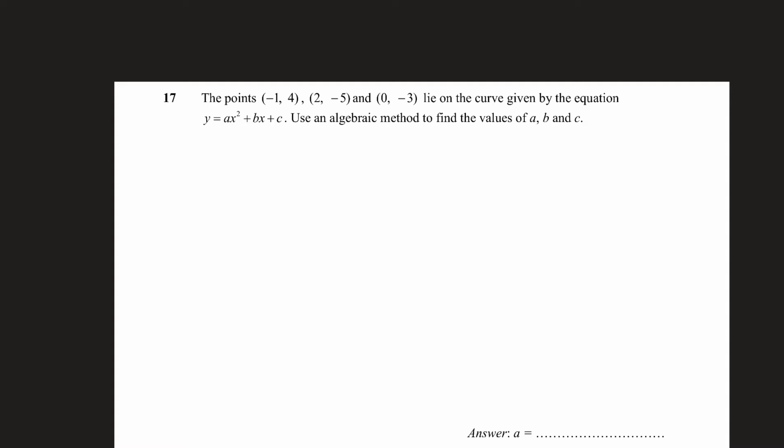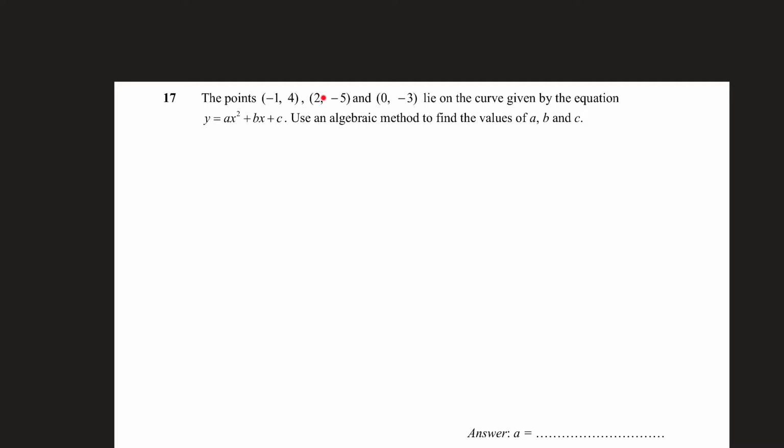Cool, let's look at this question. 3 points are given, and they lie on a curve given by this equation. It's a quadratic equation, but we don't know the details because it's A, B, and C. They don't give us any numbers. But they say use an algebraic method to find the values of A, B, and C.